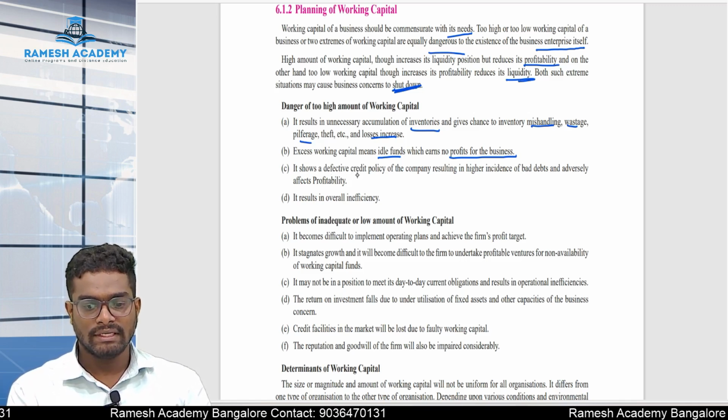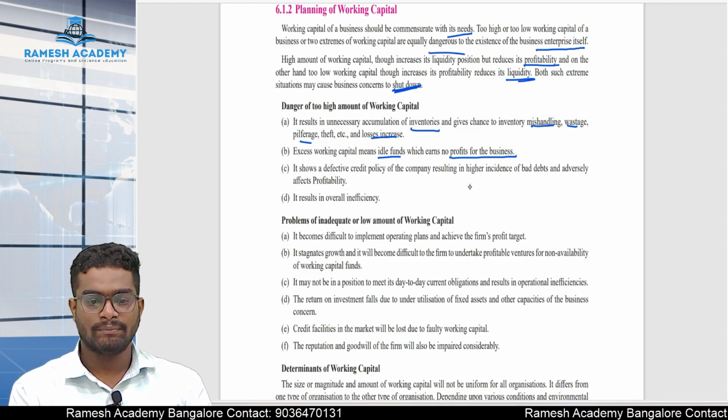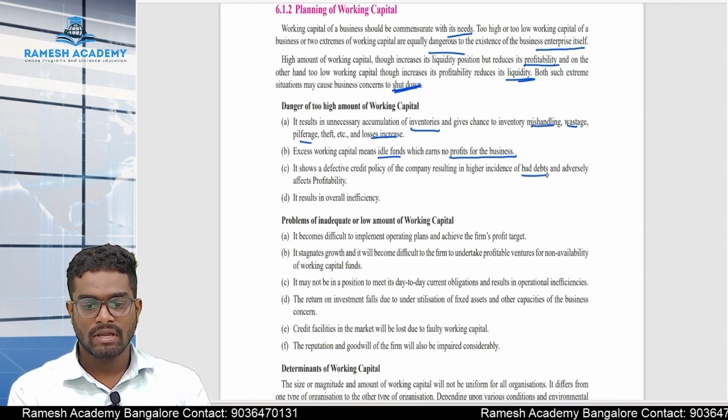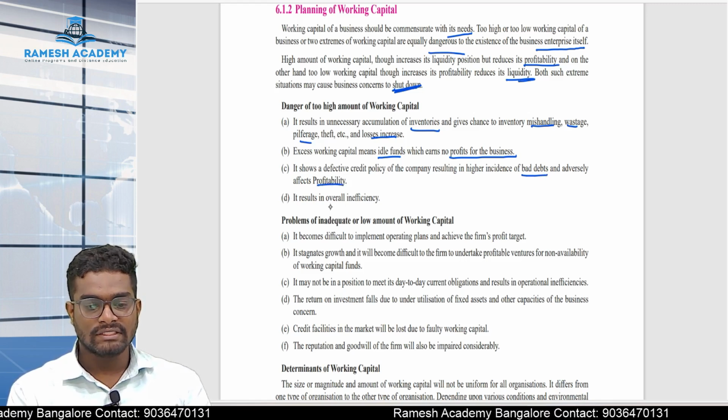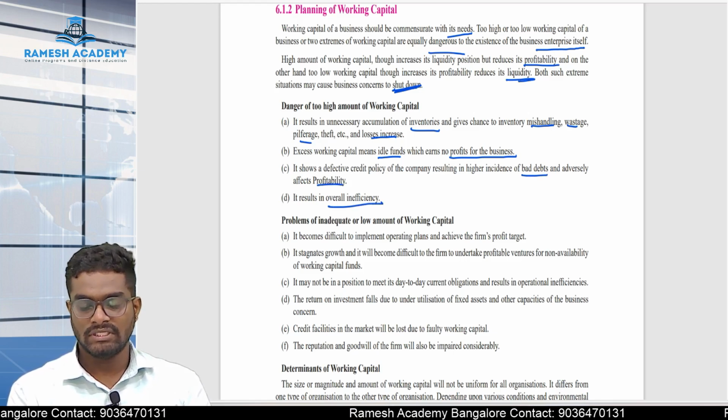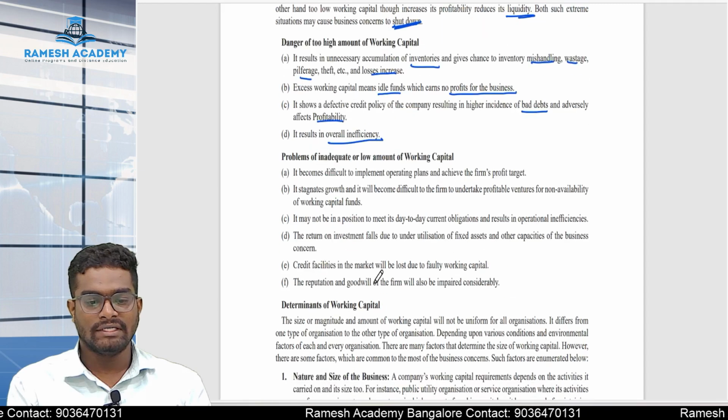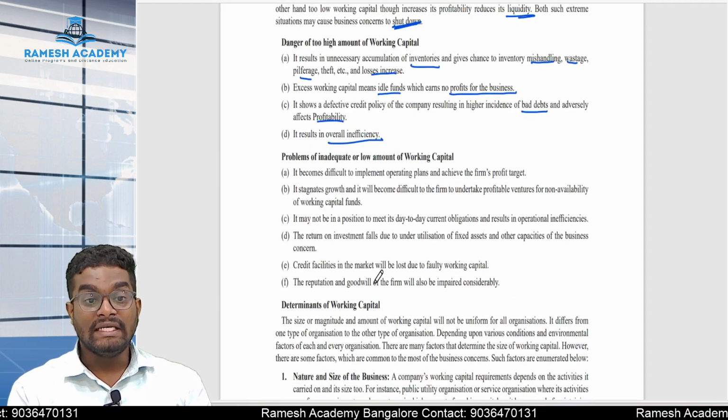It shows a defective credit policy of a company, resulting in a higher incidence of bad debts and adversely affecting profitability. It results in overall inefficiency. So obviously if you are maintaining more working capital, it will lead to overall inefficiency.